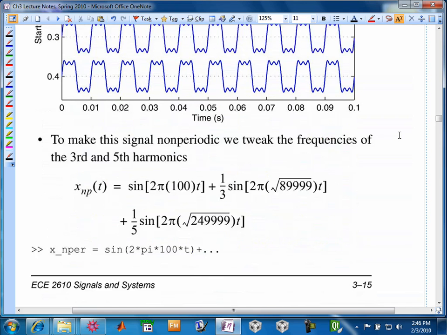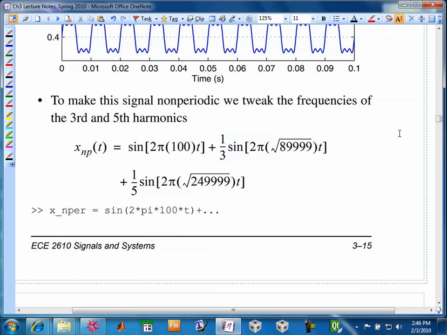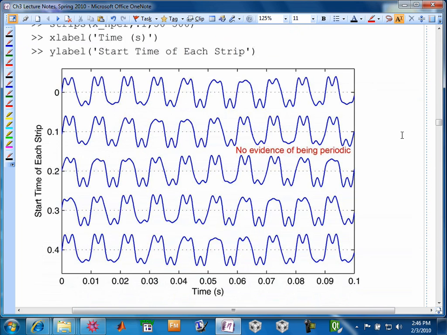But just to see what happens, I tweaked those frequencies ever so slightly away from being harmonically related. I made them square roots of some numbers that were just one integer away from being a perfect square. So instead of being 300, it's the square root of 89999, which is not quite 300. Get the idea? Then I draw the picture of it, add them all up.